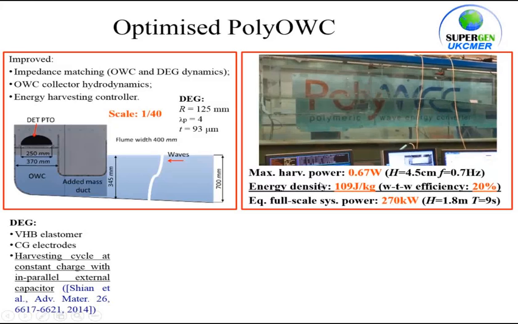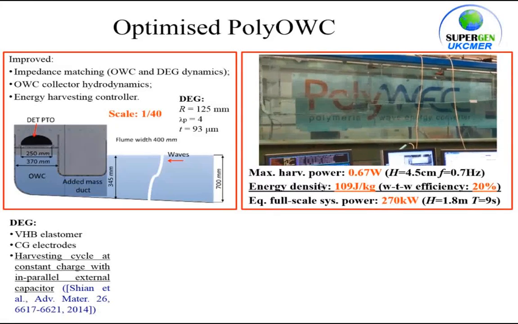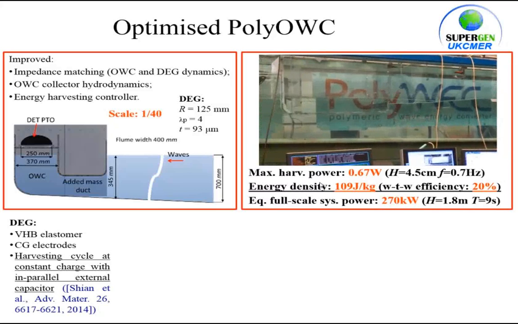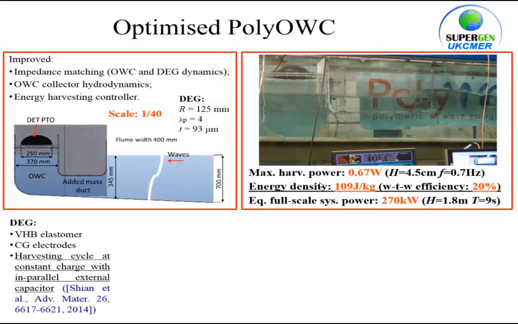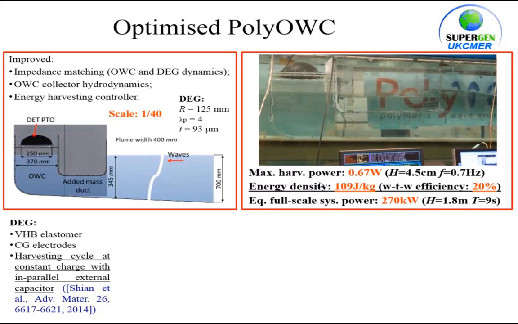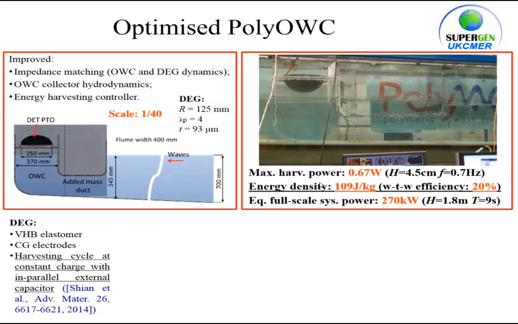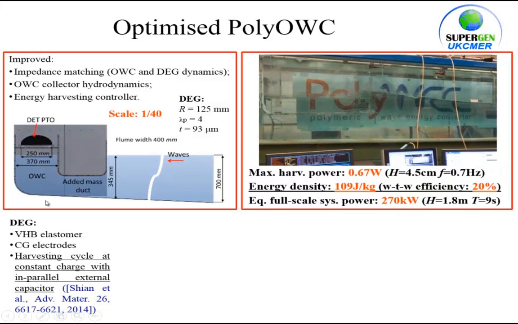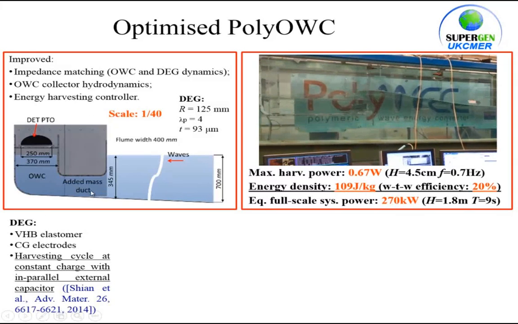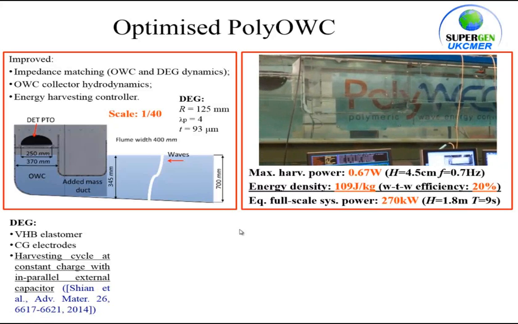Last year, I showed you some results on the Poly-OWC that we did in the tank, and that was a non-optimized one. We just retrofitted a dielectric elastomer onto it. But here we have now optimized it. We've impedance matched the dynamics of the OWC and the dielectric elastomer. We've also changed the hydrodynamics of the collector with this added mass duct in here. And one thing I should emphasize, these are fully functional tests. We're actually producing electricity here.